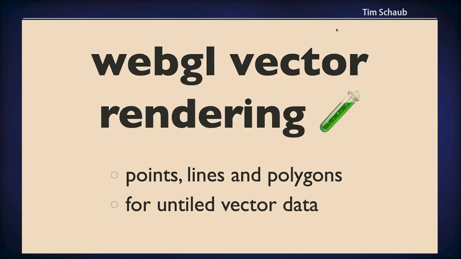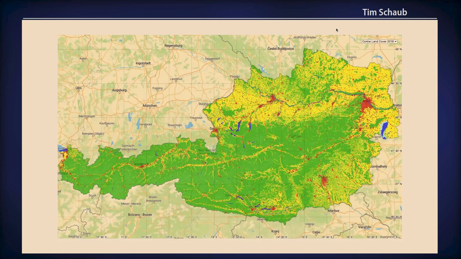And now let's look into the most recent addition, which is a WebGL vector renderer, not only for points, which we had already, but also for lines and polygons. Right now, this is in an early development stage. The APIs around it are experimental, and it currently works for untiled vector data only. Let me show an example to get started with.